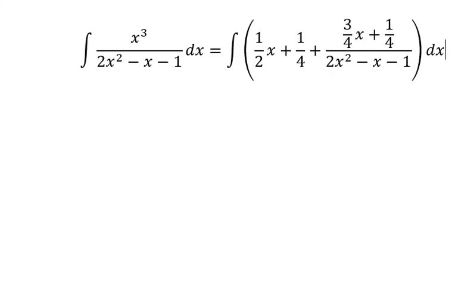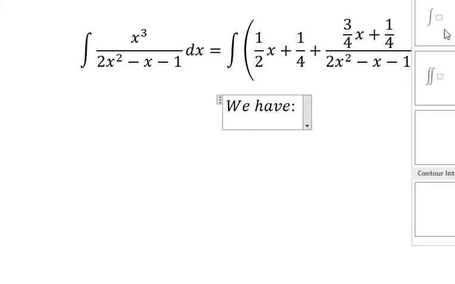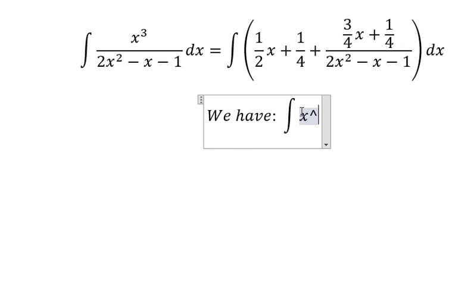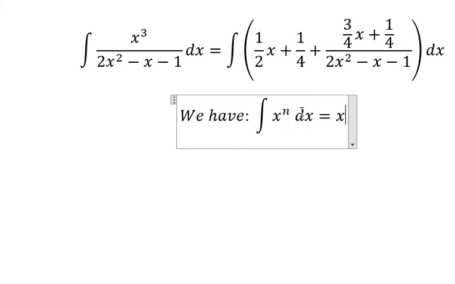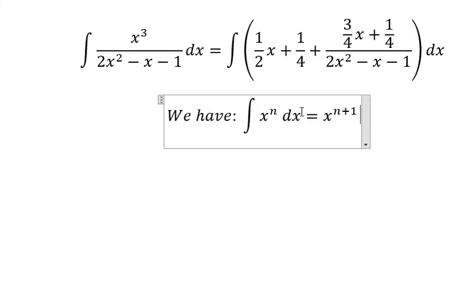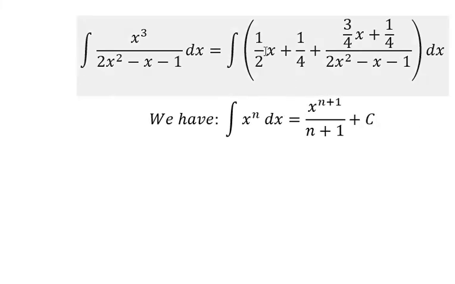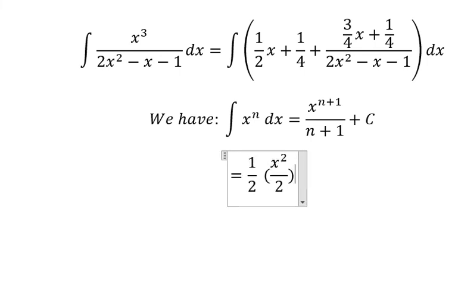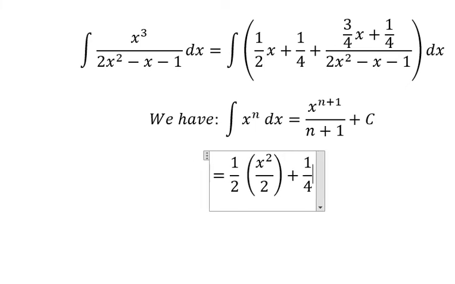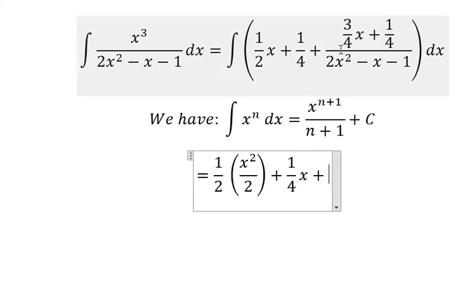Now we have the formula in here. The integration of s to the power of n ds, we have like this. So this one we have 1 over 2 s square over 2. This one we have 1 over 4s. And now we need to consider this one.